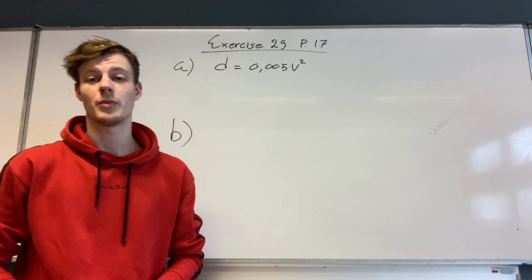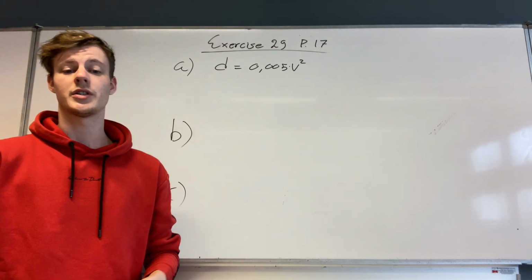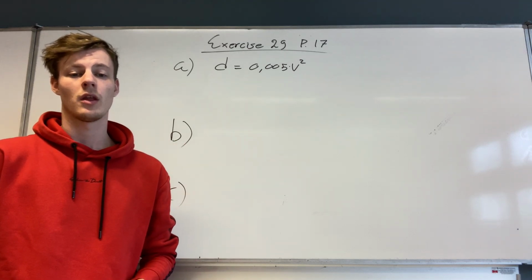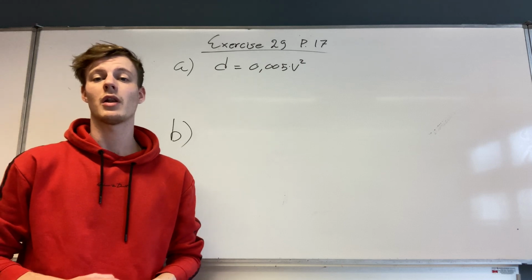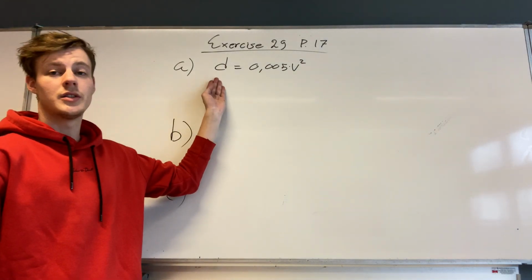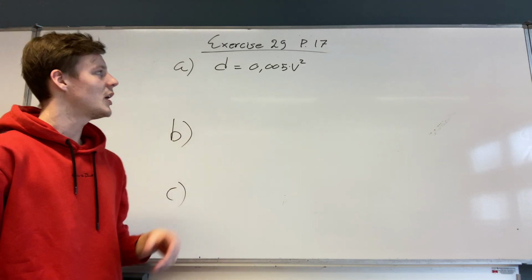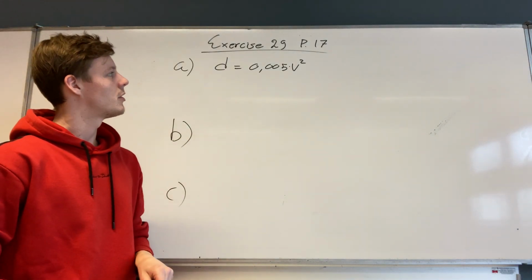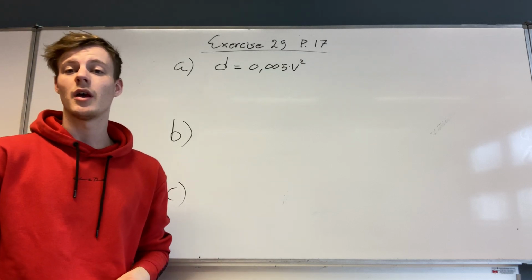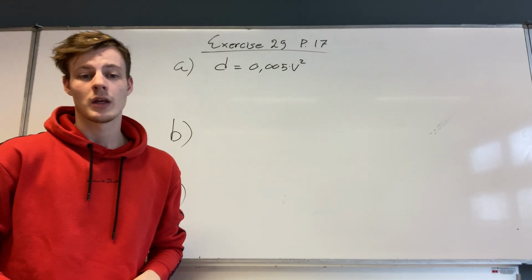This exercise is about the braking distance, which is the distance you travel after you hit the brakes very hard. To calculate this distance we are given the following formula. The distance d in meters equals 0.005 times the velocity squared, with velocity in kilometers per hour.